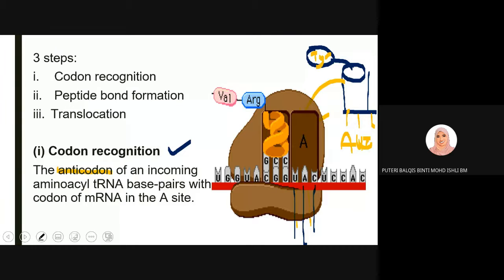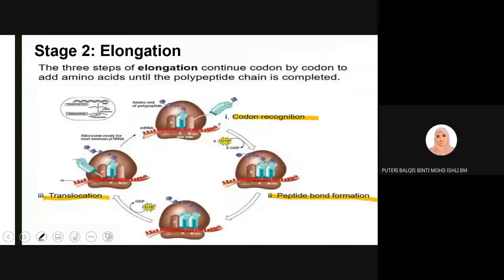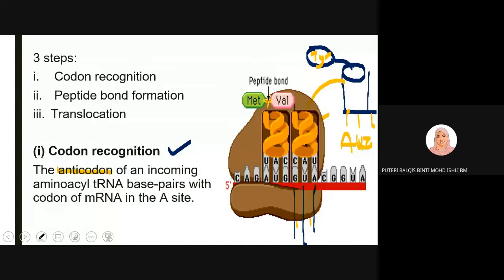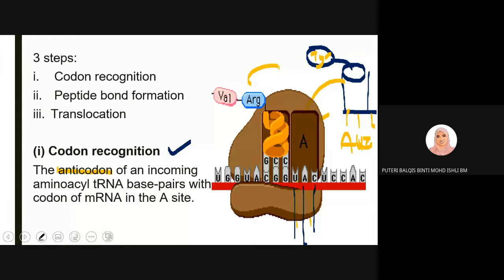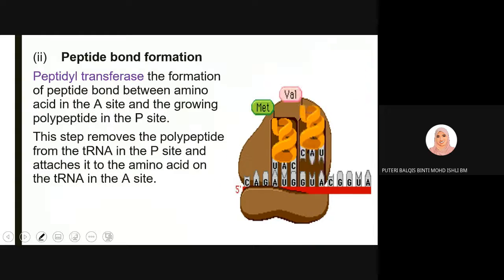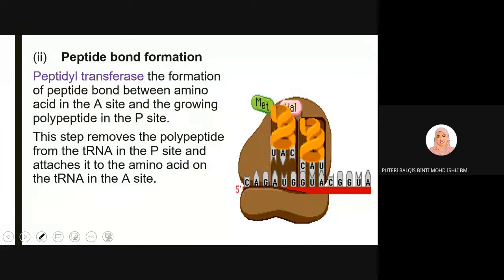So katakanlah kita tengok balik, codon recognition kita recognize the next codon. Okay, saya patah balik, tengok dia masuk. Masuk, then keluar, pergi sebelah. Masuk, peptide bond formation, then pindah sebelah, masuk the next. Okay, itu adalah codon recognition. Then we have peptide bond formation.